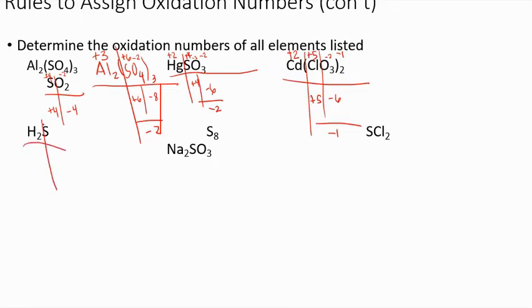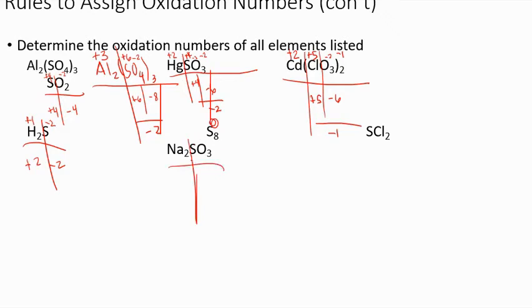Here we have sulfur. Since the hydrogen is with a nonmetal, our hydrogen has to be a +1. So I have a +2 charge on this side, which means that this guy has to be a -2 over here. S8, this is a single element by itself, so its oxidation number is 0.